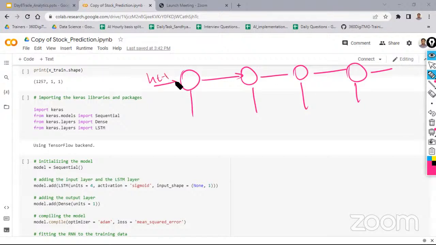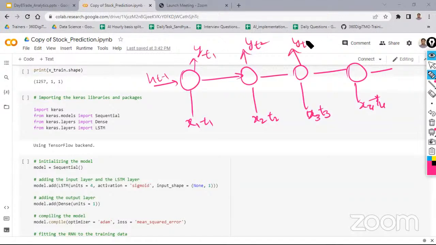So this is ht minus 1. This is x1 at time t1. This is x2 at time t2. This is x3 at time t3. This is x4 at time t4. So you'll be getting y values at t1, t2, t3 and t4. So this becomes ht1, this becomes ht2, this becomes ht3, and this becomes ht4.